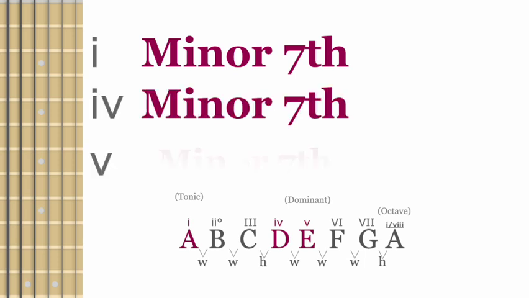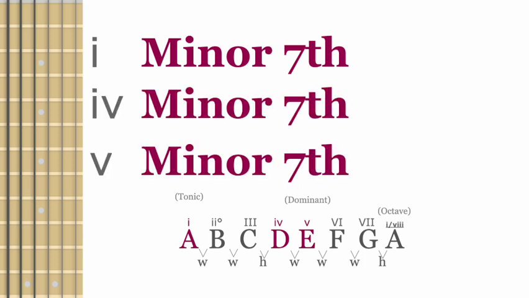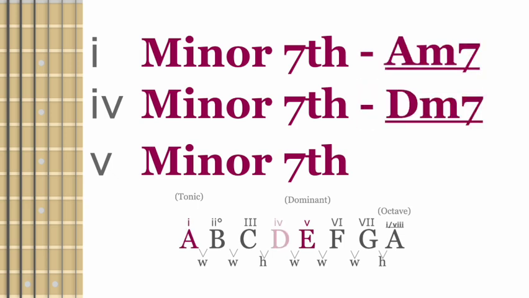So regardless if it's the first, the fourth, or the fifth, in this case A, D, or E, well, A minor seventh, cool. D minor seventh, no worries. Or E minor seventh. Pretty straightforward, right? So that's pretty much the gist of it.